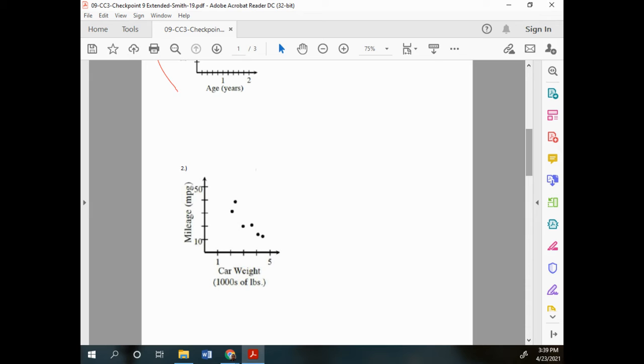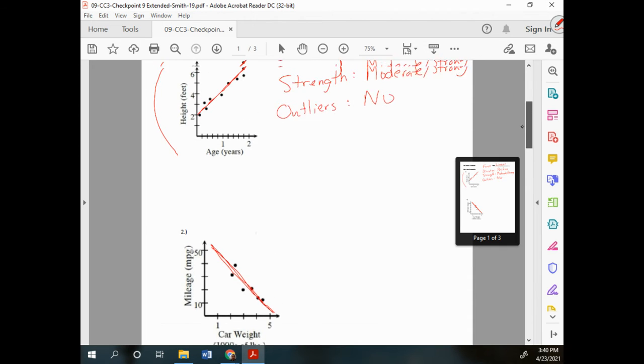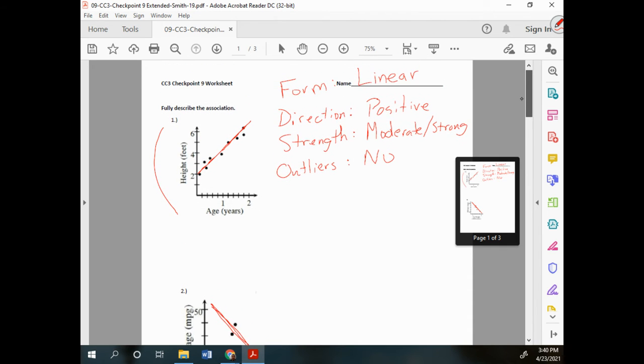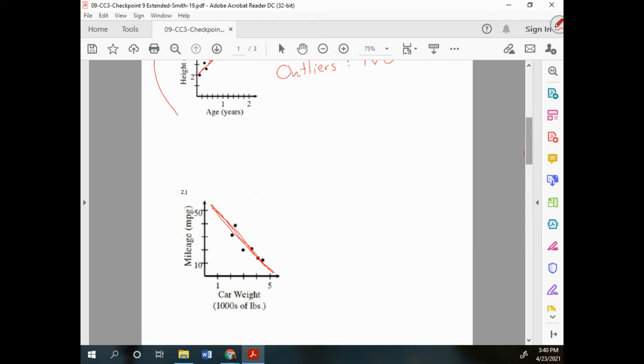Now I'd like you to think about this one. Look at this pattern here and tell me what you think the association is. I'm going to draw the line of best fit. I think the line of best fit looks something like this. Again, it's not perfect, but it should be pretty close. Will you please take a second and tell me the form, direction, strength, and outliers of this pattern here? I want you to look at the list right there. So what are they? Ready?